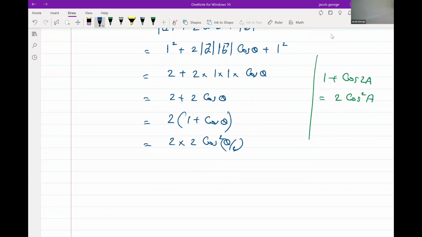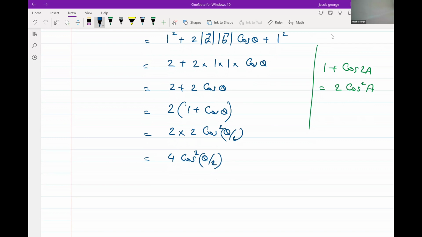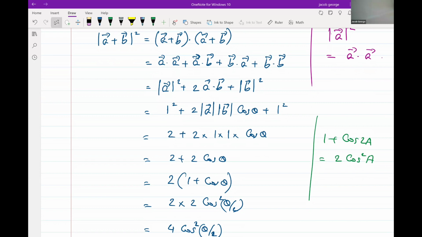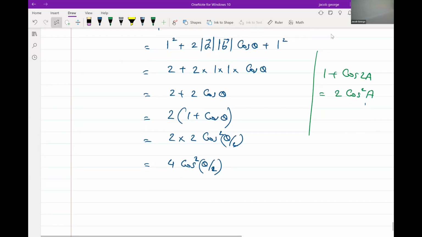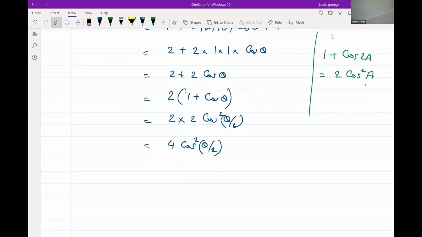Now 2 times 2 is equal to 4 cos square theta by 2. So we got modulus of vector A plus vector B square is equal to 4 cos square theta by 2. Hope you all understood this step. Now we have to take the square root on both sides.